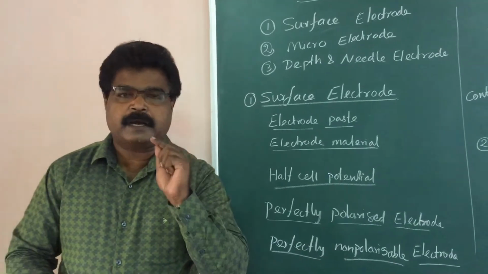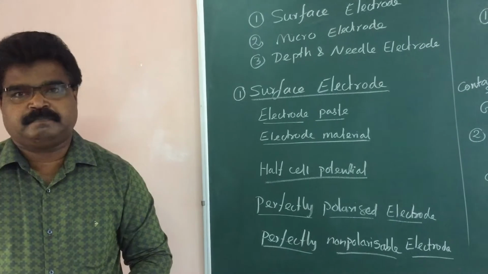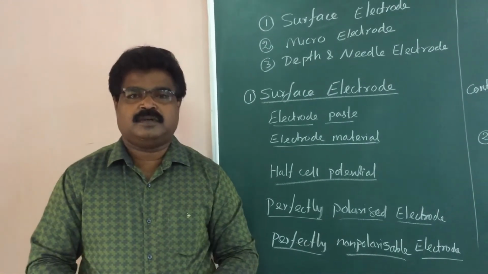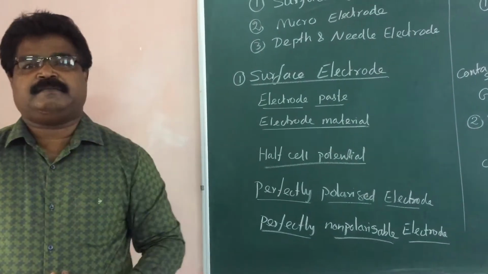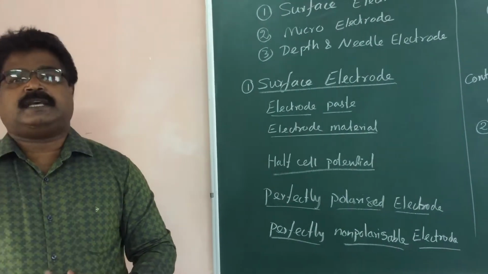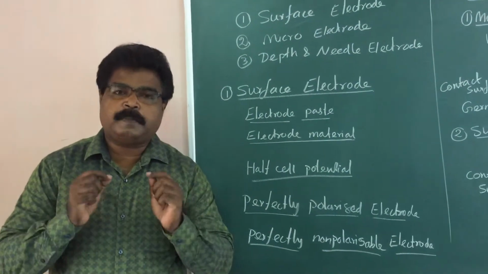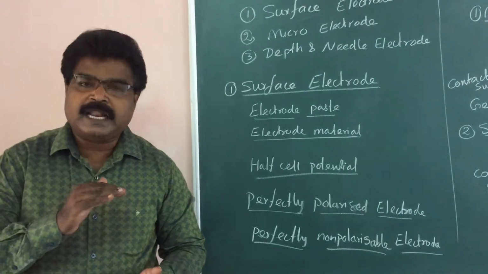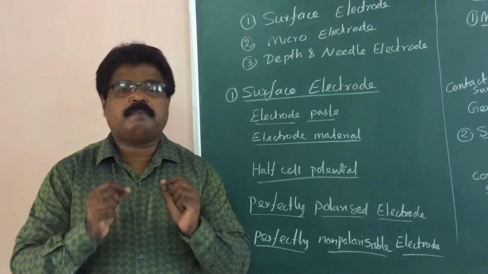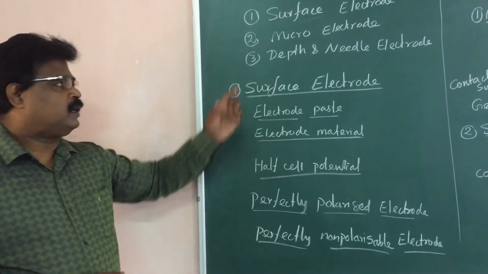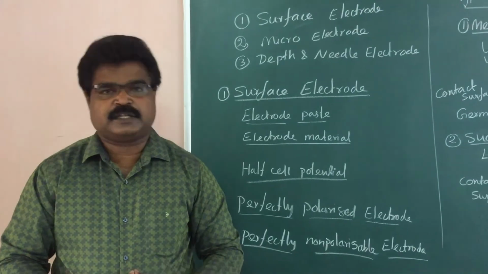The microelectrode is used to pick up the potential within the cell or nearby the cell. That's called a microelectrode. The last one is the depth and needle electrode. It is used to pick up the signal from a localized area of the brain or a localized area of muscles. So that is called the depth and needle electrode. First we will discuss the surface electrode.